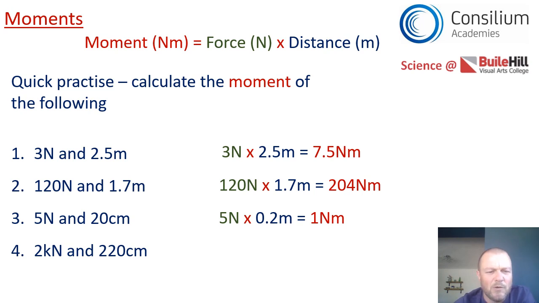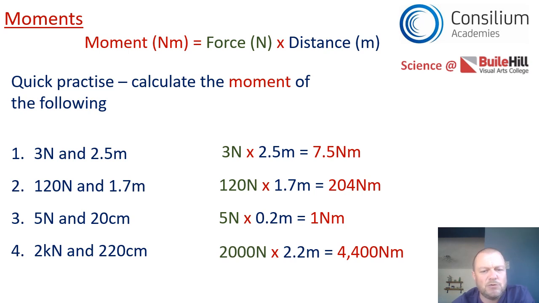And in the final one, we've got 2 kilonewtons. So there are 1,000 newtons in 1 kilonewton. So therefore, we're going to have 2,000 newtons times 2.2 meters. So the answer is 4,400 newton meters. Well done if you got those right.